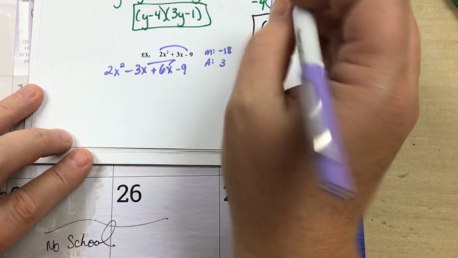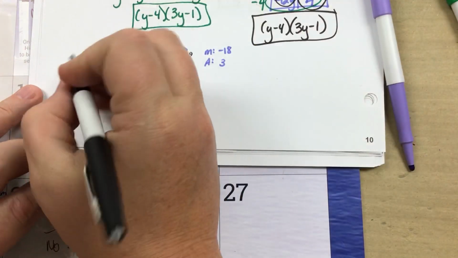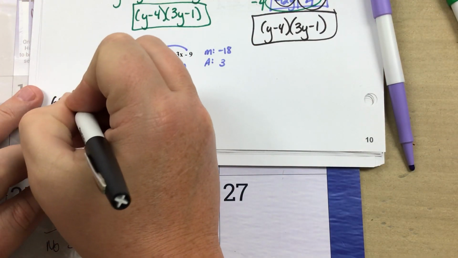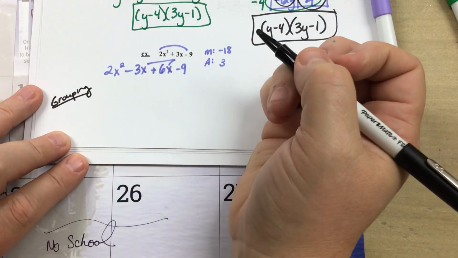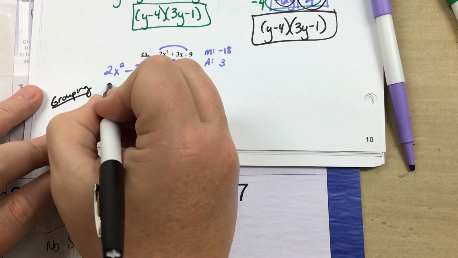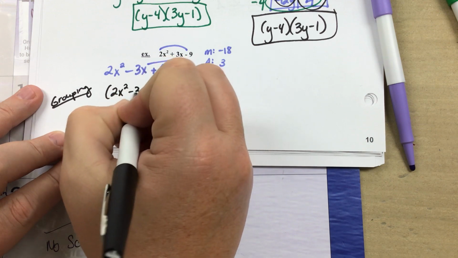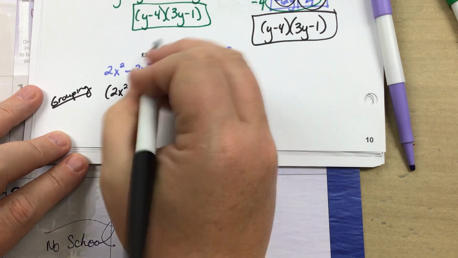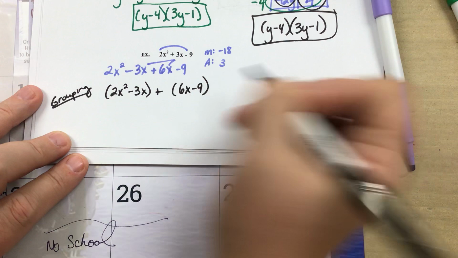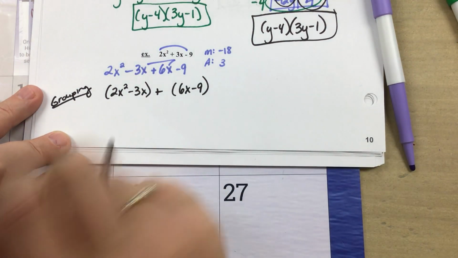So again, if we do grouping first, it doesn't matter. You're going to pick, again, which one works best for you. But if I demonstrate grouping first, if I group the first two, so 2x squared minus 3x, and then plus, if I group the last two, 6x minus 9. So in the first two, what can I factor out?